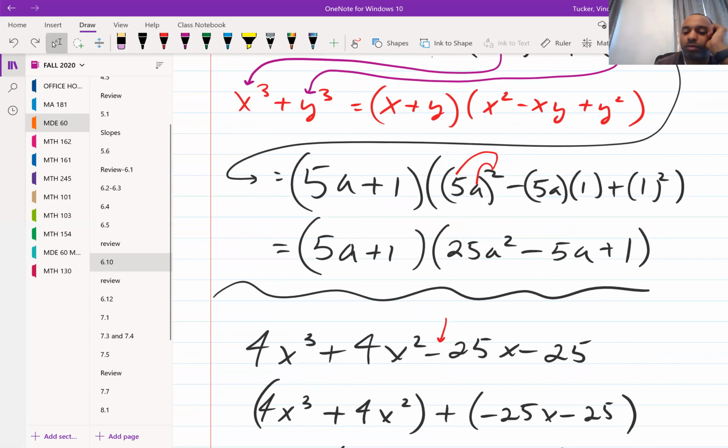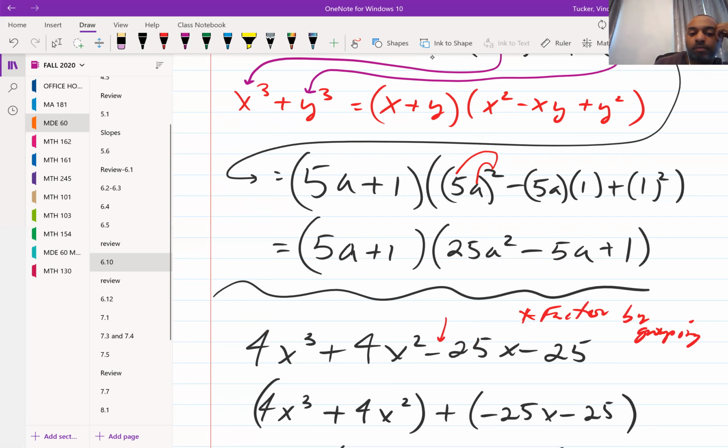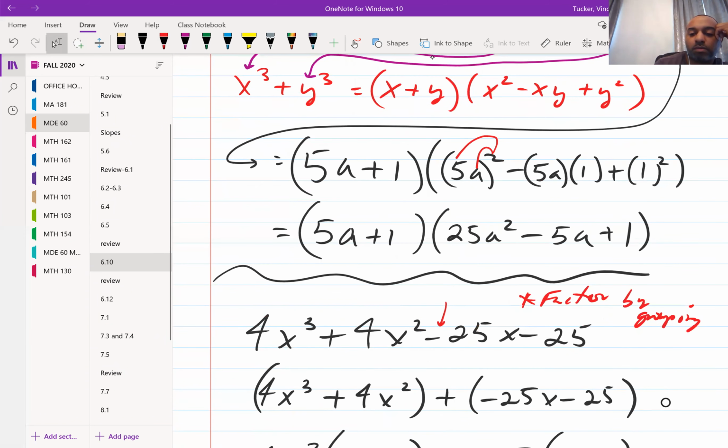All right. So the next one we have 4x cubed plus 4x squared minus 25x minus 25. All right. And so here we want to factor by grouping because we have 4 terms. And here just making sure we're careful because that negative needs to be included with the 25. So that's why we have 4x cubed plus 4x squared in one parentheses, negative 25x minus 25 in the second set of parentheses.